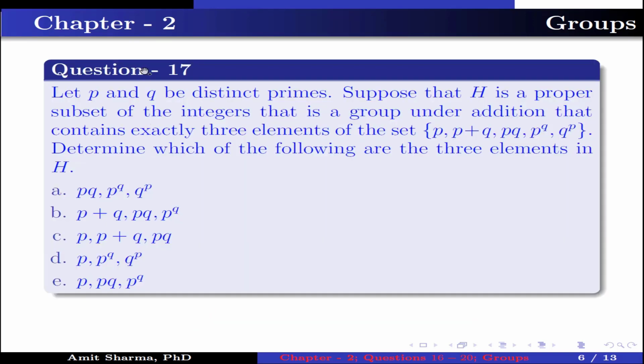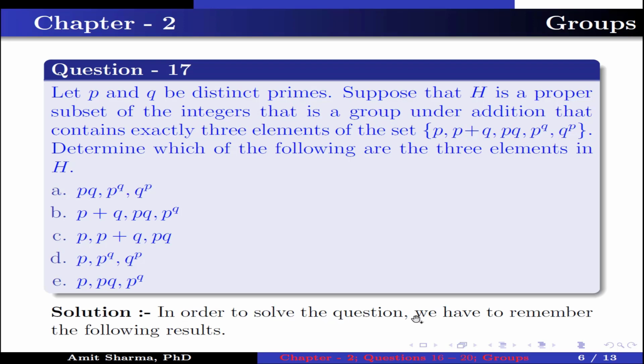Question number 17. Let P and Q be distinct primes. Suppose that H is a proper subset of integers, that is a group under addition, that contains exactly three elements of the set containing the elements P, P plus Q, PQ, P to the power Q and Q to the power P. Determine which of the following are three elements in H. Part A, PQ, P to the power Q, Q to the power P. Part B, P plus Q, PQ, P to the power Q. Part C, P, P plus Q, PQ. Part D, P, P to the power Q, Q to the power P. Part E, P, PQ, P to the power Q.